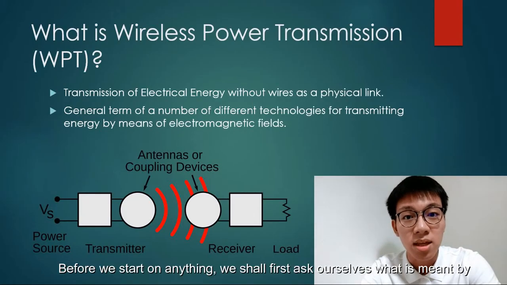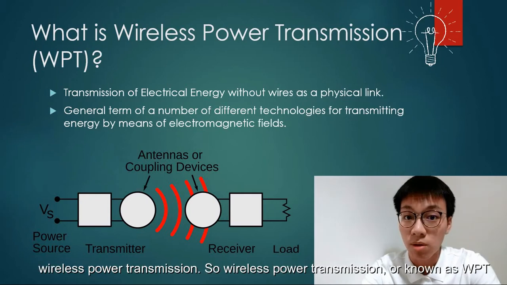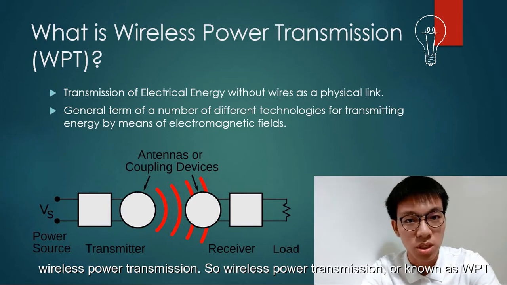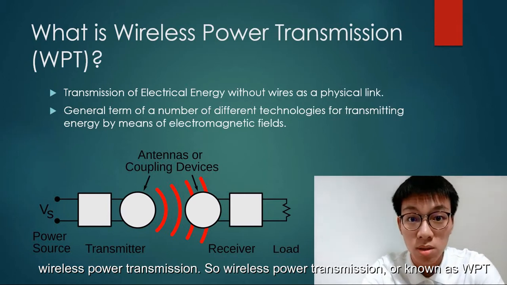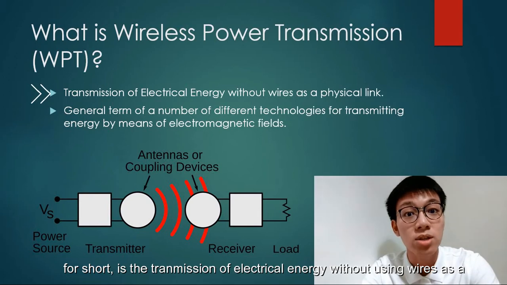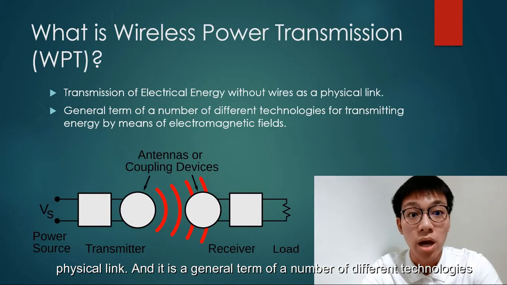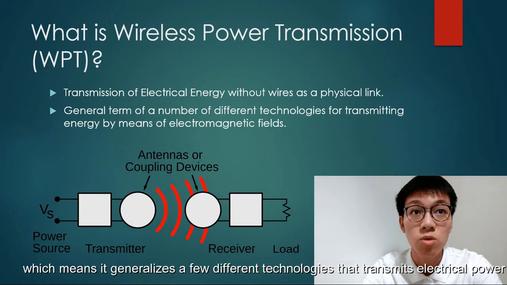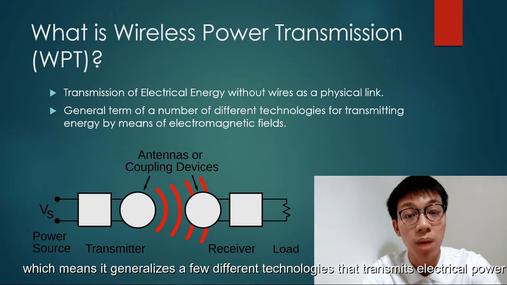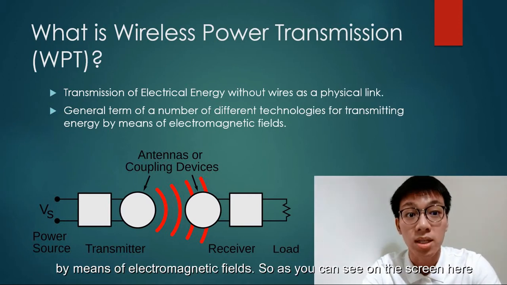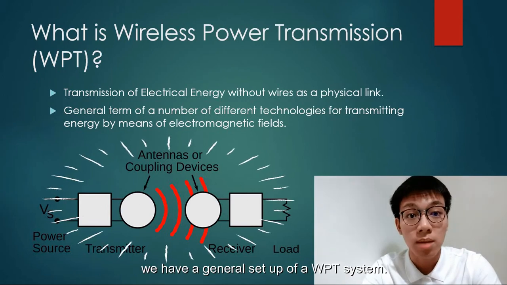Before we start on anything, we shall first ask ourselves what is meant by wireless power transmission. So wireless power transmission, or known as WPT for short, is a transmission of electrical energy without using wires as a physical link, and it is a general term of a number of different technologies, which means it generalizes a few different technologies that transmit electrical power by means of electromagnetic fields. As you can see on the screen here, we have a general setup of the WPT system.